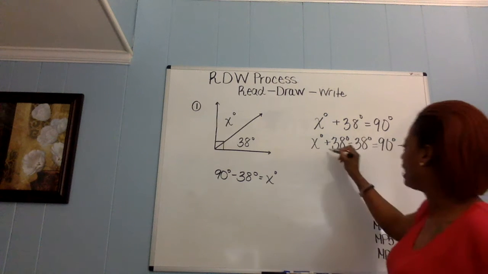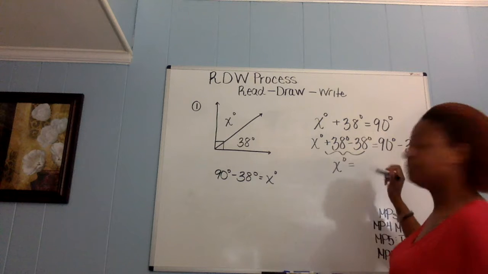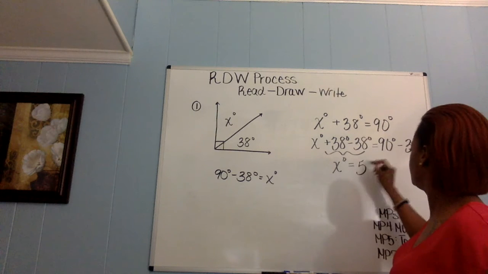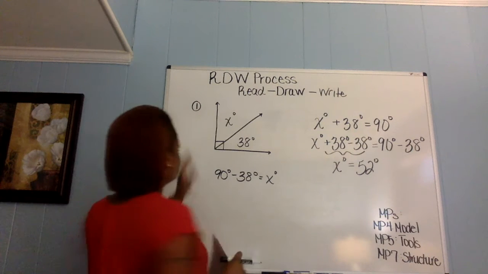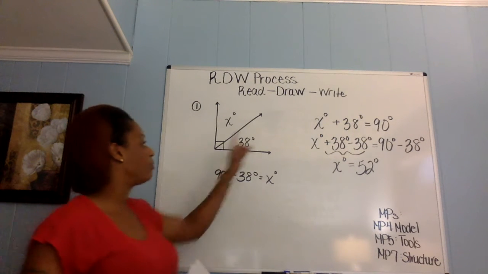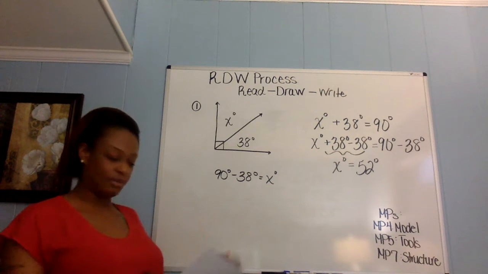What do you get after you subtract 38 degrees from both sides? 52 degrees. Perfect. So one thing that we want to make sure of is we've read the question, we've drawn a diagram, we've actually written an equation. Lastly, let's make sure we write a complete sentence.